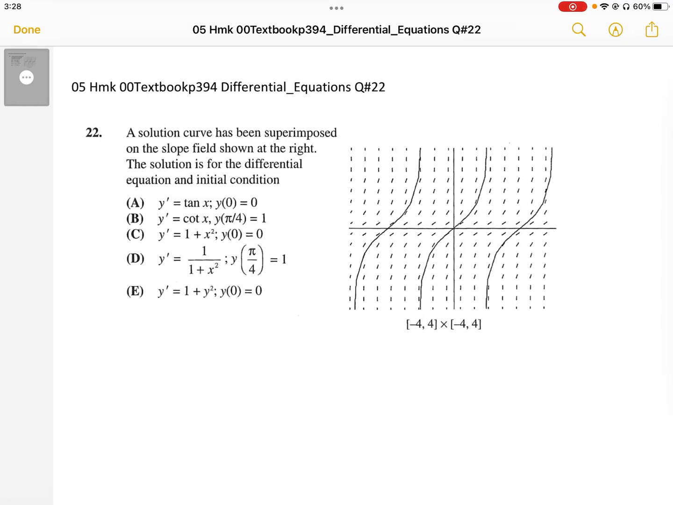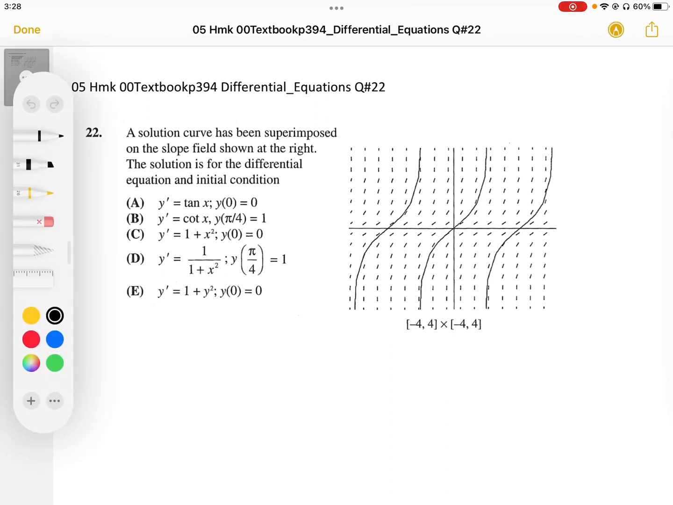Question number 22 from the workbook says the solution curve has been superimposed on the slope field drawn at the right. The solution for the differential equation initial condition. So first of all, this solution curve represents the y value, the solved value of the differential equation.